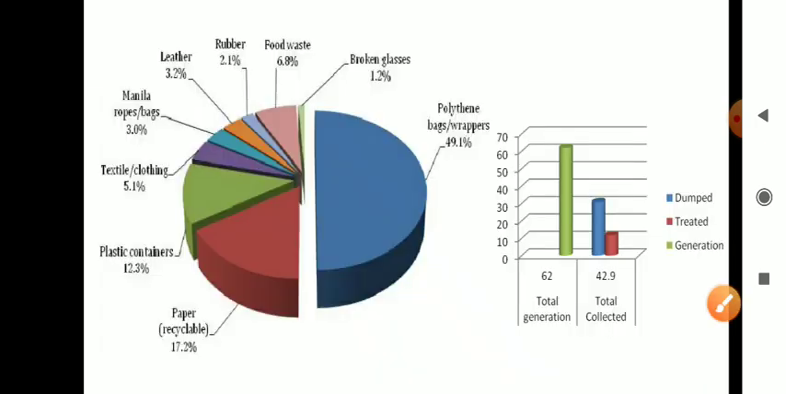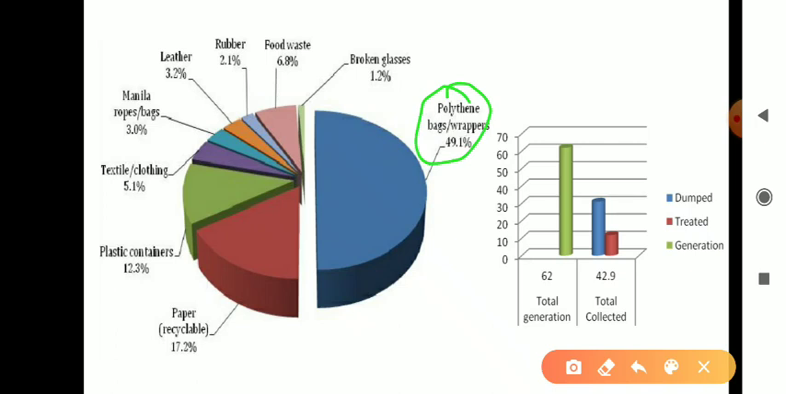Because of that, in this slide we can see what products and materials are included in the waste. Mainly 49.1%, means polythene or bags or wrappers, are contributing to the waste. This is the most.